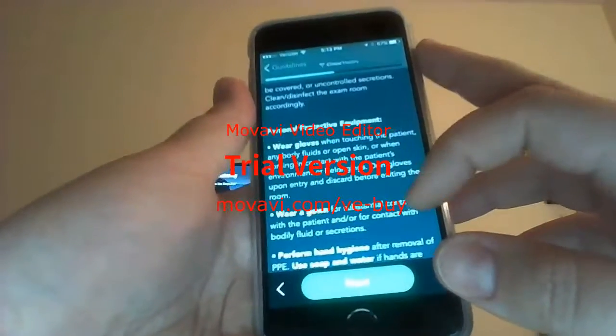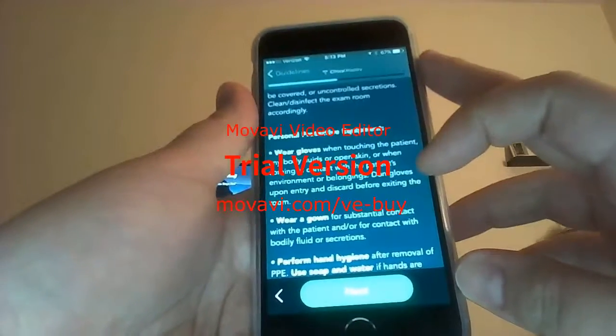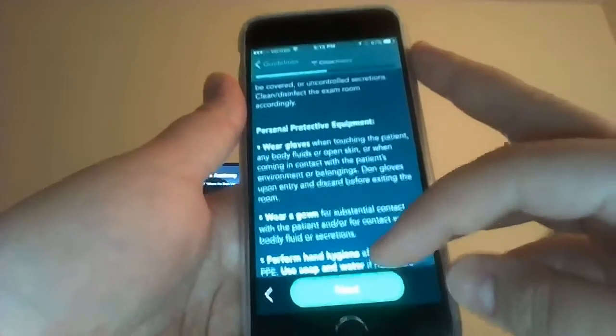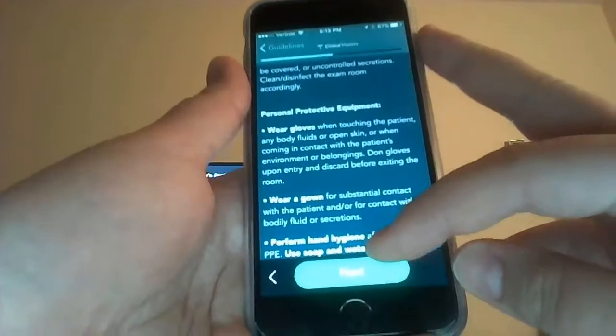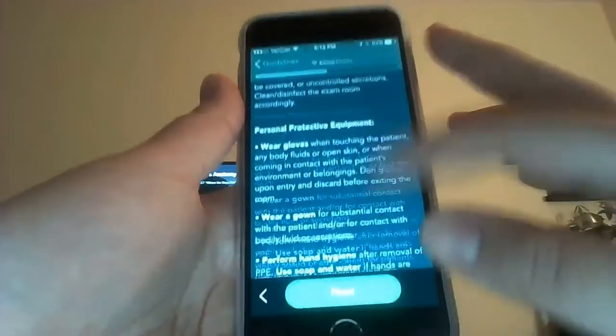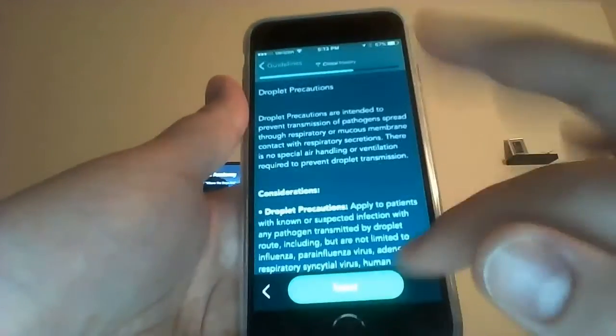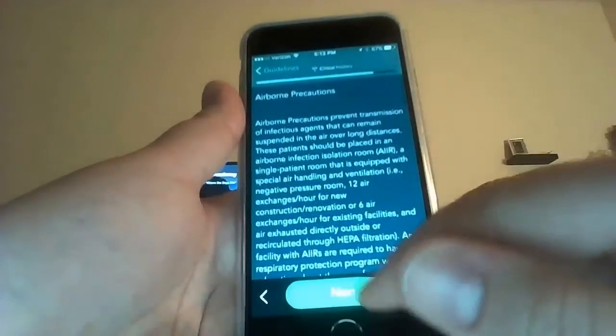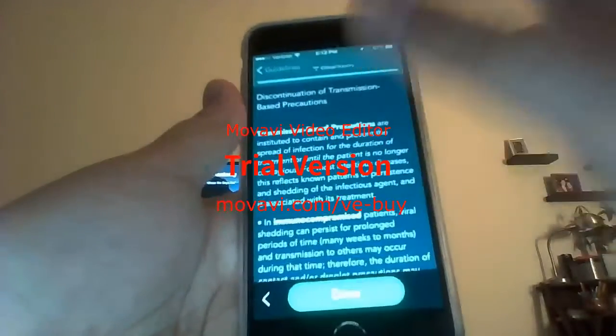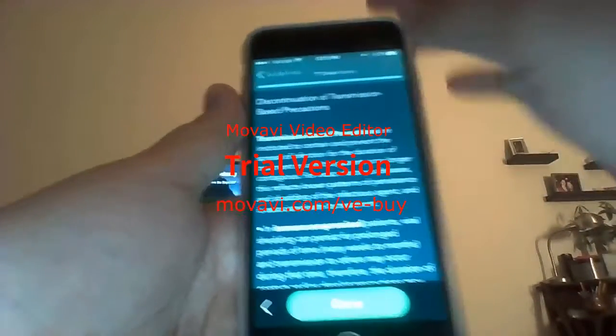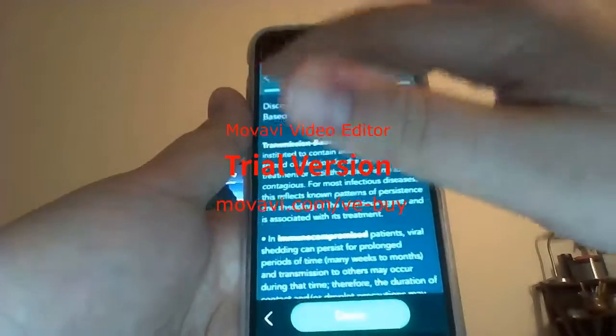It tells you when to wear gloves when you're touching the patient, any body fluids or open skin, or when you come in contact with patient's environment or belongings. And let's see, droplet precautions, airborne precautions, and how to discontinue transmission-based precautions.